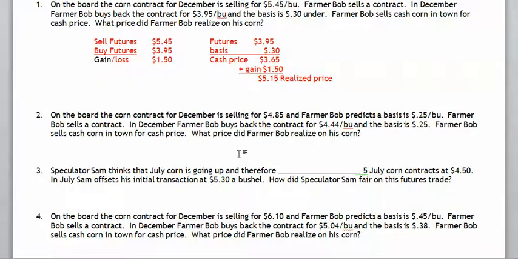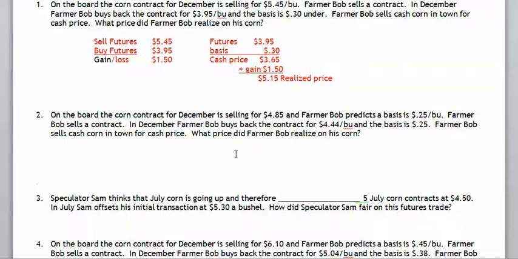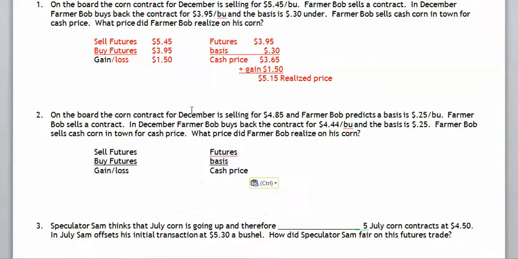Okay, let's do that problem again. Remember, all I need to know is what I sell futures at, what I bought futures at, and cash price. So on the board, corn contract for December is selling at 4.85, and Farmer Bob predicts a basis of 25 cents. Farmer Bob sells a contract. So we sell at 4.85. In December, Farmer Bob buys back the contract for 4.44.